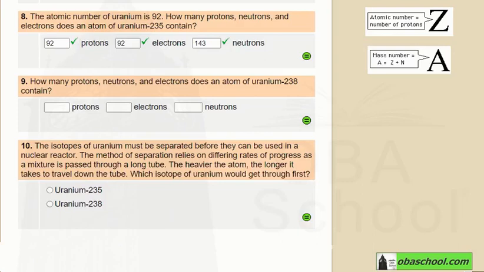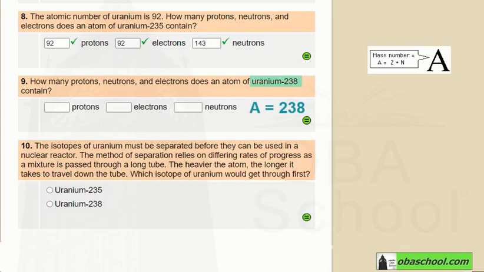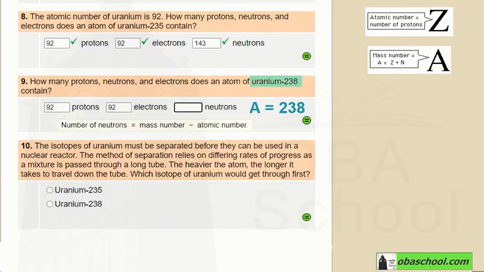Next question. How many protons, neutrons, and electrons does an atom of uranium-238 this time contain? So again, the atomic number is still 92, however, the mass number is 238. Try to solve this question by yourself and then let's check our answers. So this atom contains 92 protons and 92 electrons, and this time we will subtract 92 from 238, so we will get 146. Okay, so now the last question.